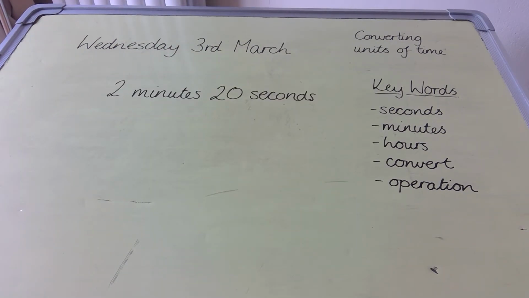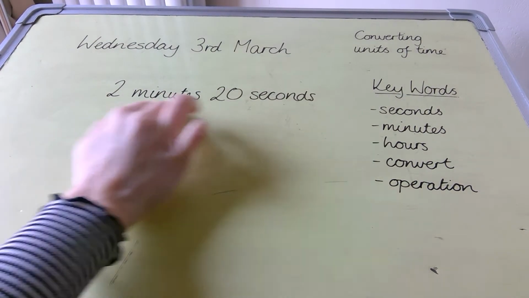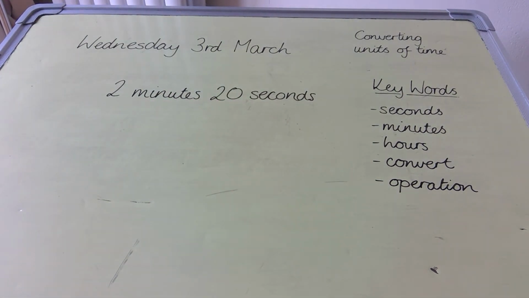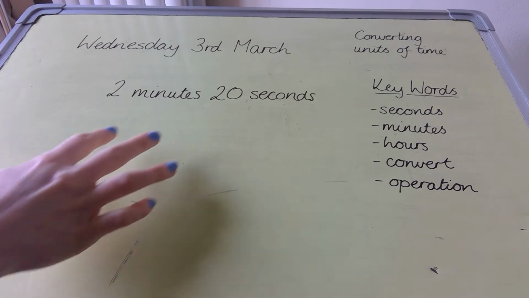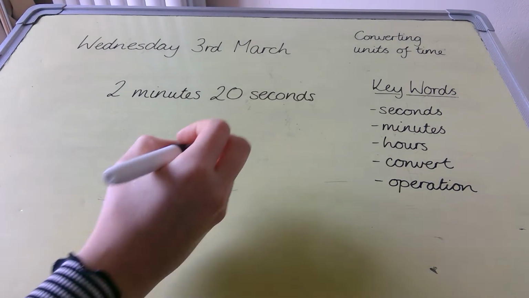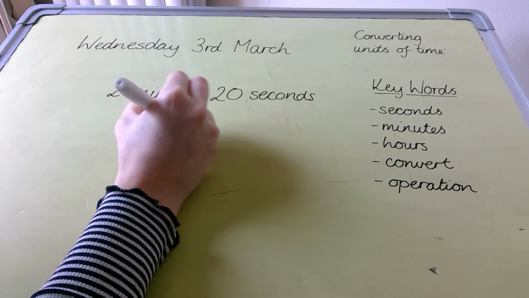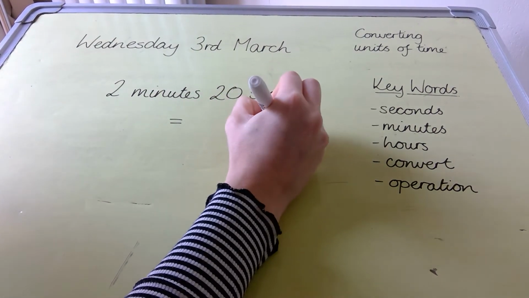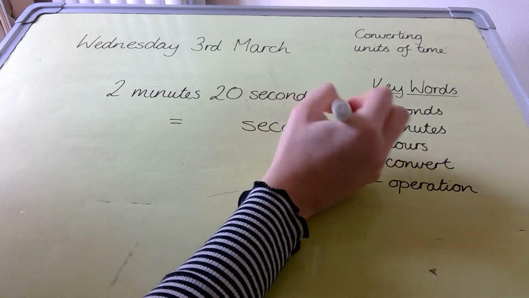Sometimes you might have a combination of minutes and seconds, and you might be asked to convert that into one or another unit of time. Okay, so if we've got here minutes and seconds, we're going to need to do a combination of multiplying or dividing and also adding. Okay, so we've got 2 minutes and 20 seconds. So if I wanted to know what this was in seconds, I'm going to put equals seconds.